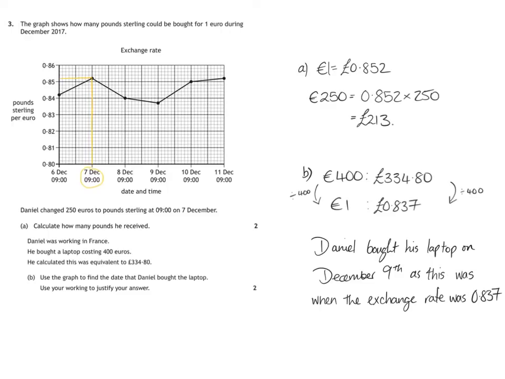So here we go for this question, where our marks come from. So we have 1 mark in part A for our 0.852, and then our second mark for getting to our 213. So for part B, we get 1 mark for our 0.837, and then our second mark for correctly interpreting that it is December 9th and saying why.